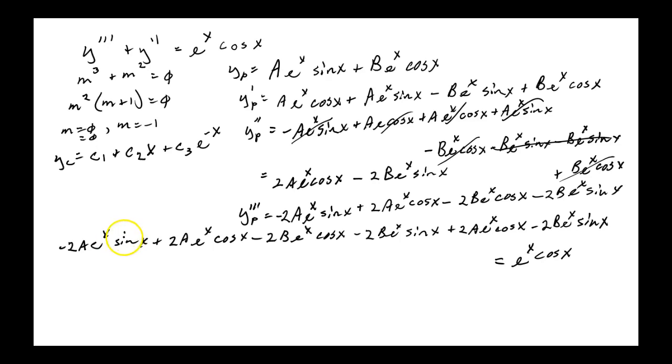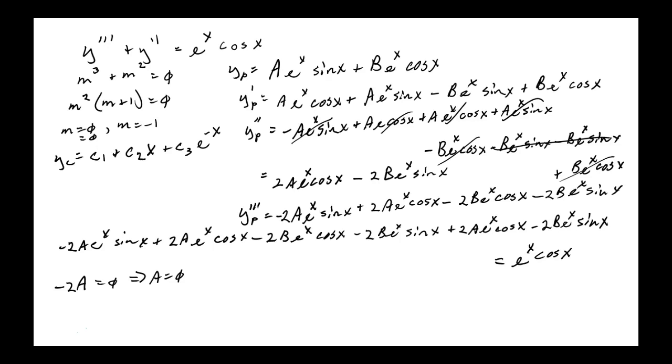There was a sine x here, a sine x here, and there's a minus 2a e to the x sine x here. Nothing goes out there. So this is minus 2a e to the x sine x. Okay. There is no e to the x sine x, so this is equal to 0. So that implies that a is equal to 0. Do you buy that?